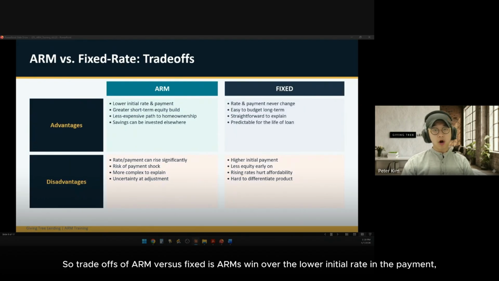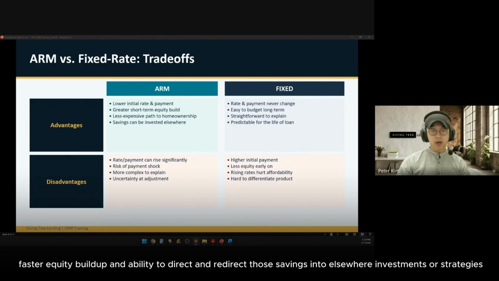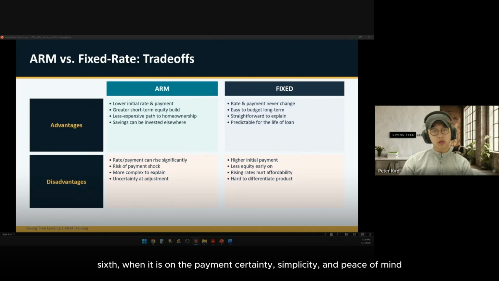The trade-offs of ARM versus fixed: ARMs win on the lower initial rate and payment, faster equity buildup, and the ability to redirect those savings elsewhere, into investments or other strategies. Fixed wins on payment certainty, simplicity, and peace of mind.